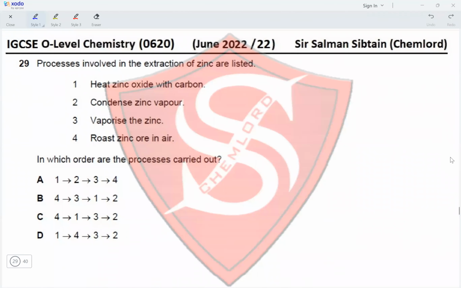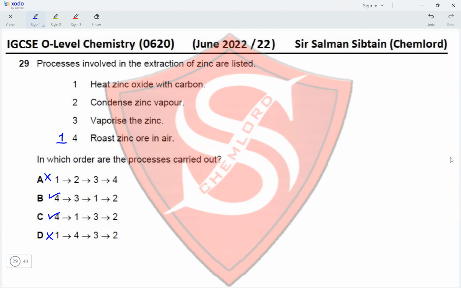Question 29. Processes involved in the extraction of zinc are listed. 1: heat zinc oxide with carbon. 2: condense zinc vapor. 3: vaporize the zinc. 4: roast zinc ore in air. The first thing that we would do would be to roast zinc ore in air. This should be our first step in the process. So step 4 being the first step eliminates options A and D.